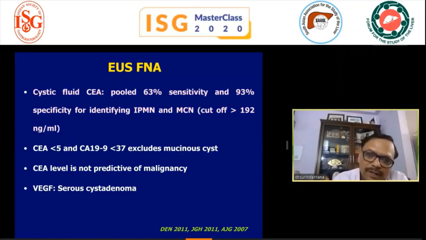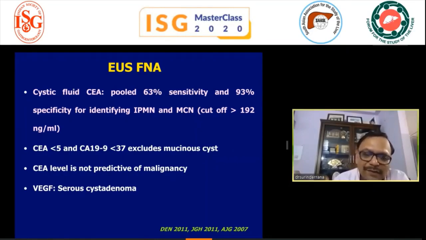Of all these markers, the most important is cystic fluid CEA. The pooled sensitivity is about 63% and specificity is 93% when we take a cutoff of 192 nanogram per ml for CEA. So it is very helpful in differentiating mucinous versus non-mucinous. And CEA less than 5, CA 19.9 less than 37 excludes a mucinous cyst. So it will give you a little added confidence. And importantly, CEA level is not predictive of malignancy. Like, CA is 10,000, it doesn't mean that it's a malignant mucinous cyst.